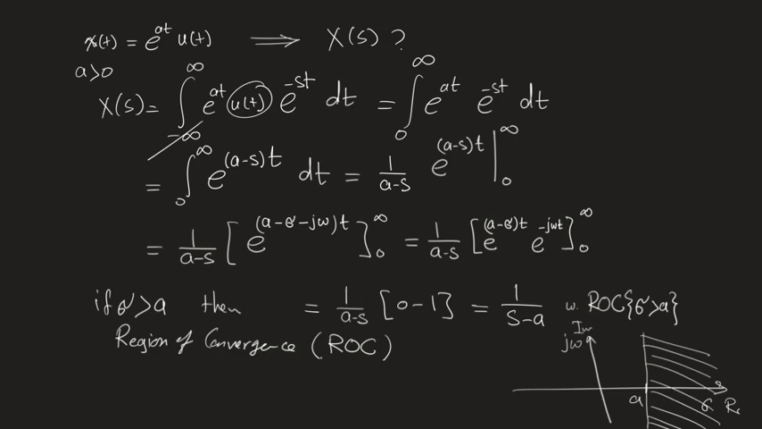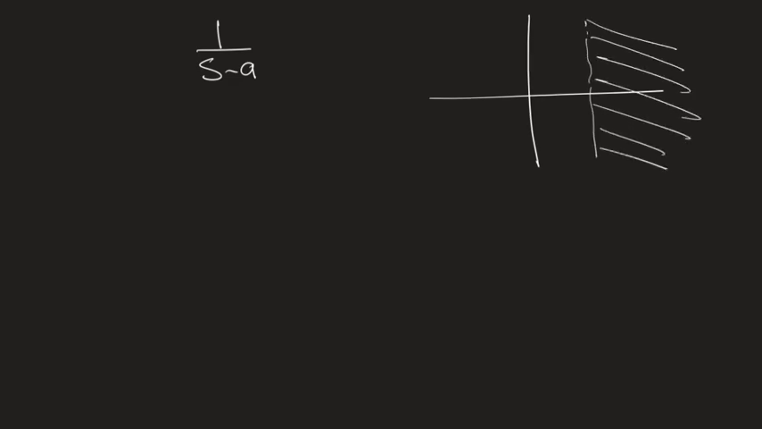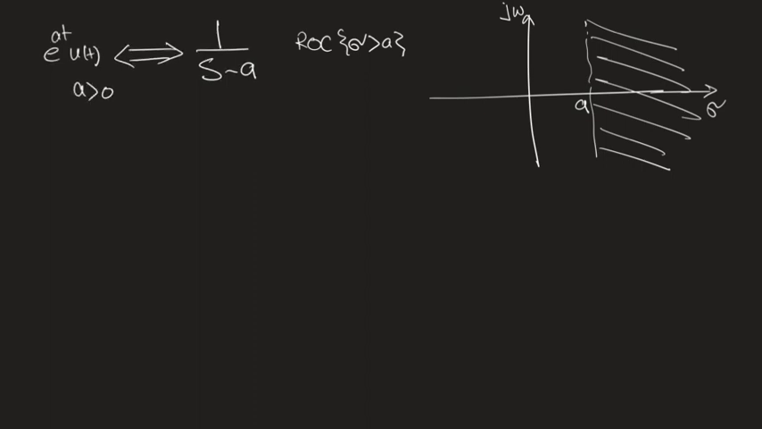Here are a couple of examples without going into the calculation. If I have 1 over s minus a, and my region of convergence is the one that we just saw, with sigma on this axis, j omega on this axis, and a here, so sigma greater than a, then your time domain signal is e to the at u of t, and a is greater than 0.